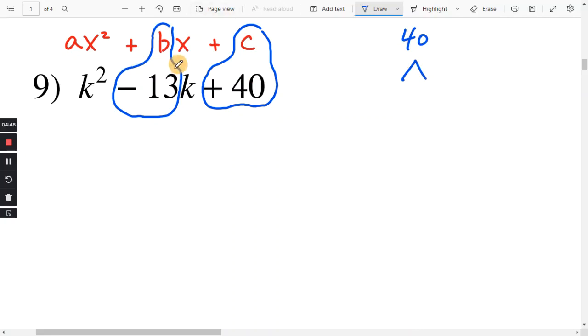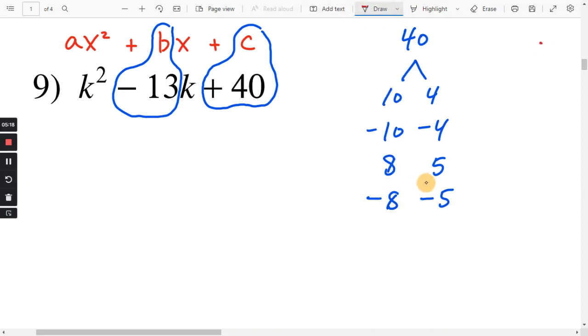And we can stop when we find a pair that adds to negative 13. So what times what is 40? 10 times 4 works. Negative 10 times negative 4 works. 8 times 5 works. Negative 8 times negative 5 works. Okay, do we have a pair that adds to negative 13? Yes, we do.